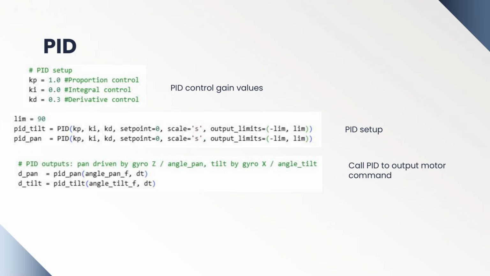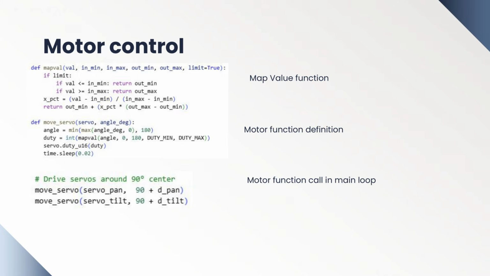During the main control loop, we call the PID as dpan and dtilt in order to calculate the motor commands. Here we have the move servo function, which uses the map value function to convert the desired angle to the required duty cycle. In the main loop, the move servo function is called with the dpan and dtilt angle with an offset of 90 degrees to represent the middle of the servo position.